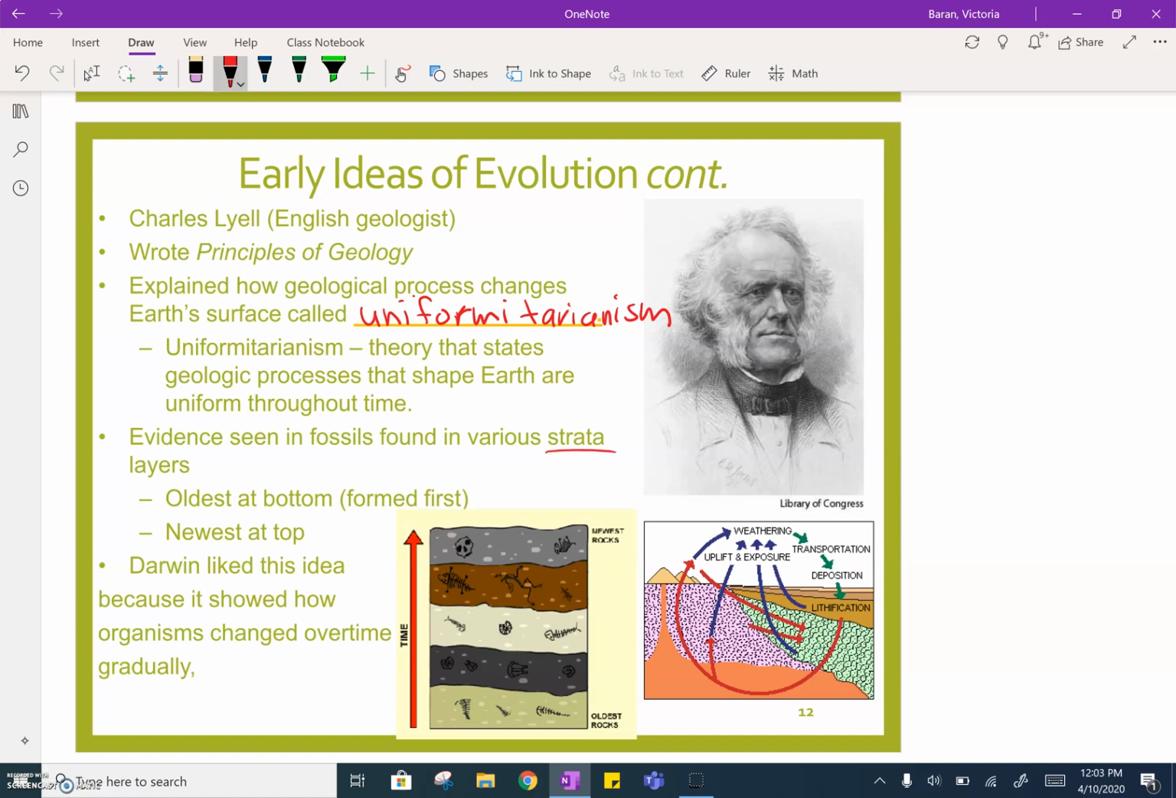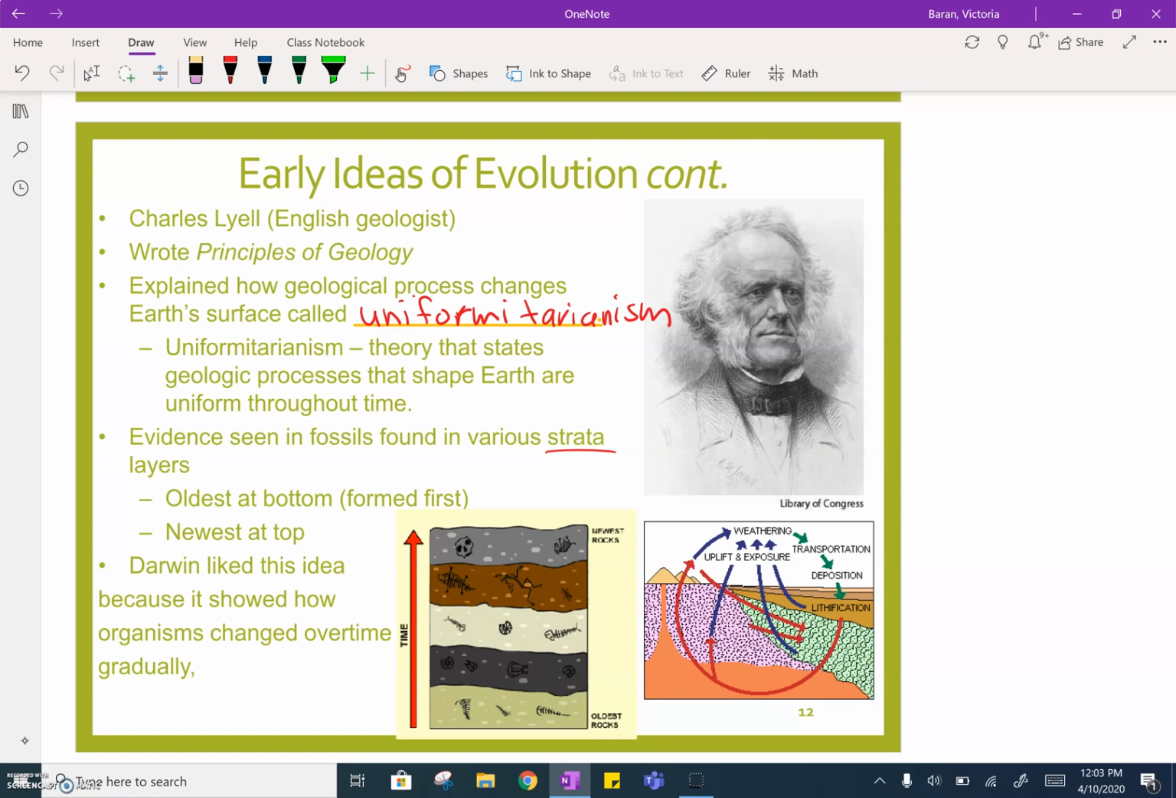Again, another word to describe those layers of rock. And we can find the oldest at the bottom, of course, and the newest at the top. And Darwin really liked this idea because it showed how organisms gradually changed over time.